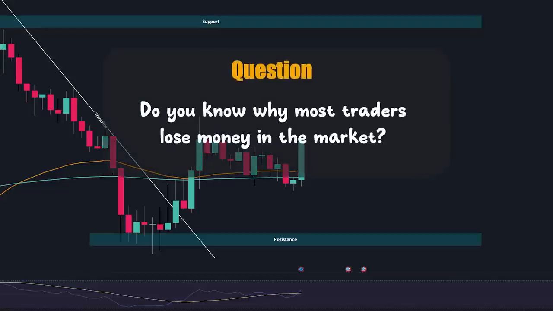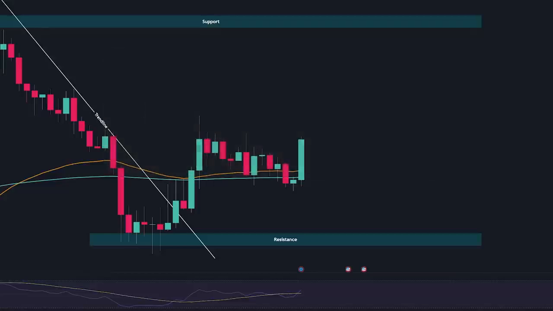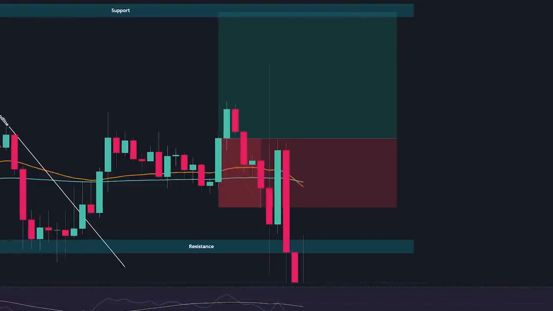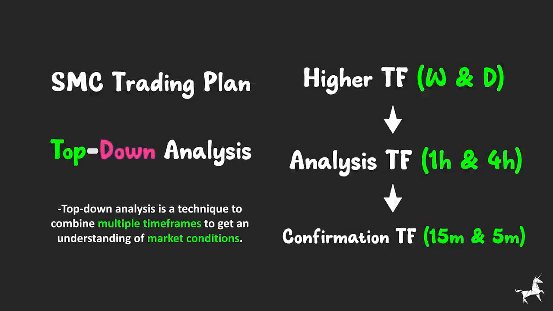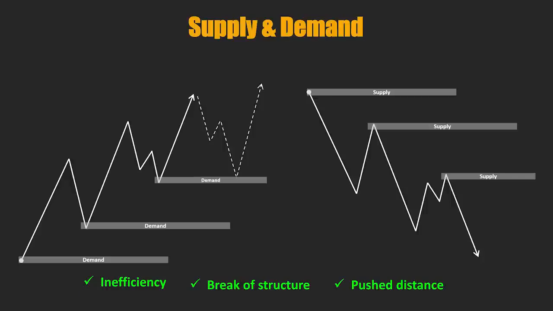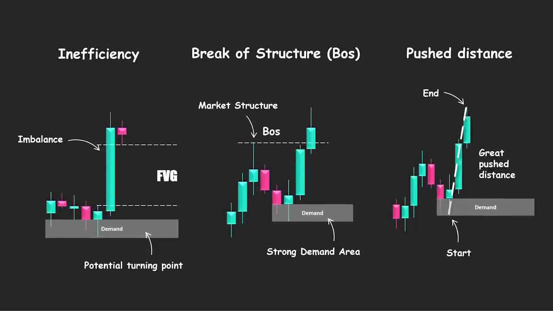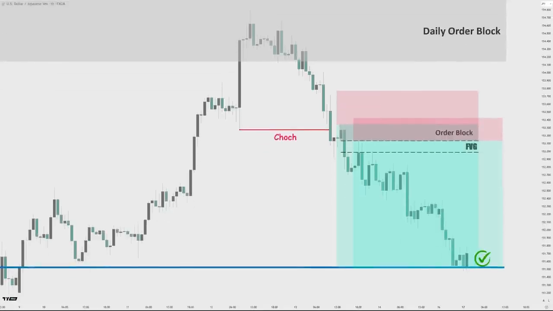Do you know why most traders lose money in the market? It's because they jump in without a solid trading plan. That's why today, we're going to show you a powerful day trading strategy, a smart money trading plan that guides you from starting your analysis till entry, with mechanical rules to be followed. Whether you're struggling with entries or taking losses too often, this strategy will give you a clear edge over the market. So, before you take another trade, make sure you watch this till the end.